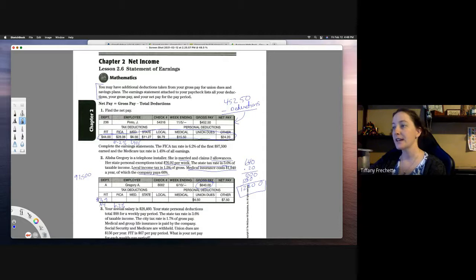So we're just going to take the $640, multiply by 6.2%, and that's what's going to go in this FICA. The Medicare, remember, this is not medical, this is Medicare.